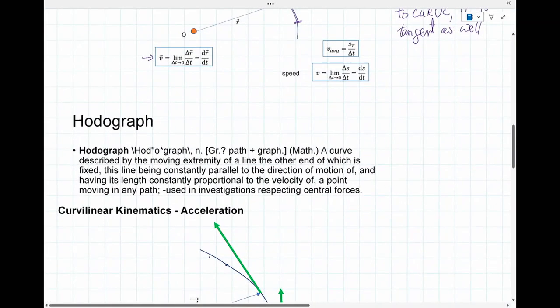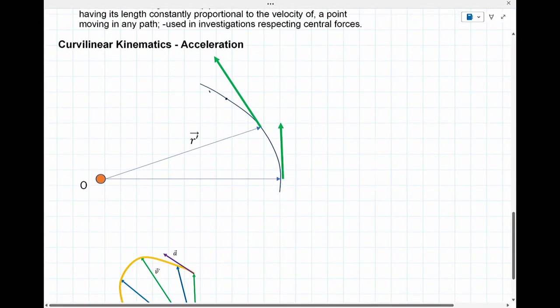So I talked briefly about this yesterday. We don't spend a lot of time talking about hodographs. We should spend a whole bunch more time talking about hodographs. It's a curve described by the moving extremity of a line, the other end of which is fixed, the line being constantly parallel to the direction of motion and having its length constantly proportional to the velocity of a point moving in any path, used in investigations respecting central forces. So, what does that mean?